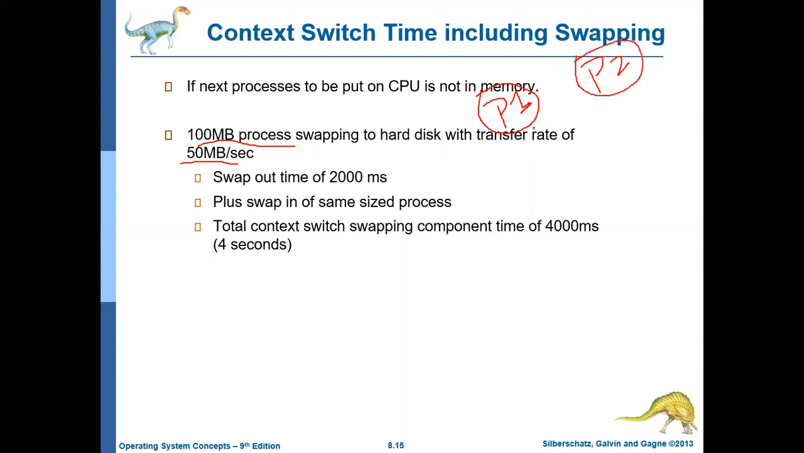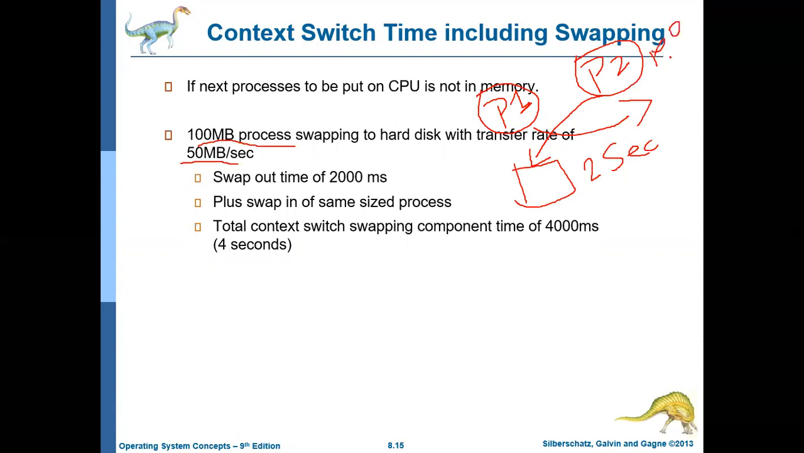Now it should be swapped. P1 should be brought to the main memory and P2 should be brought to the backing store. The transfer rate is 50 MB per second. So how much time do we require to transfer one process, to transfer P2 to backing store? We need 2 seconds, because P2 size is 100 MB, and 50 MB can be swapped in 1 second. So to swap 100 MB, we need 2 seconds.